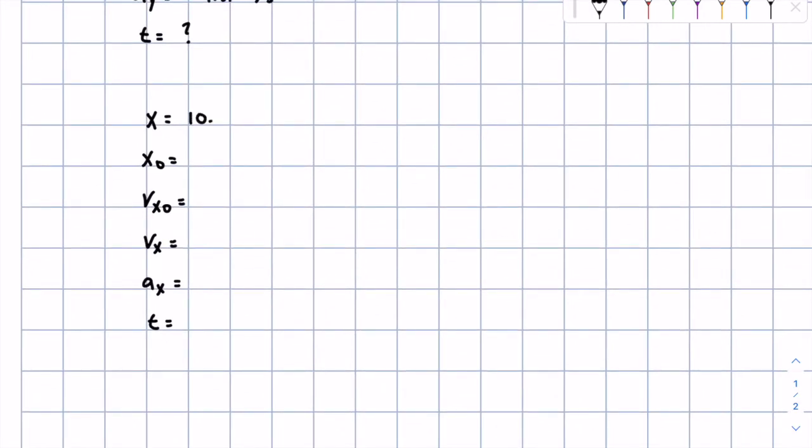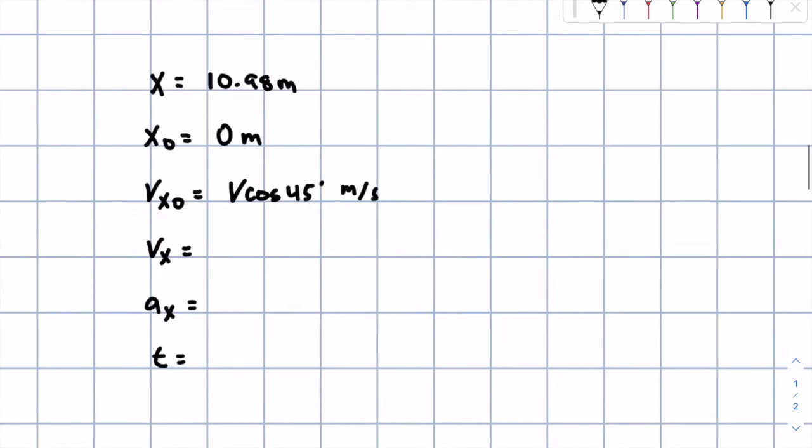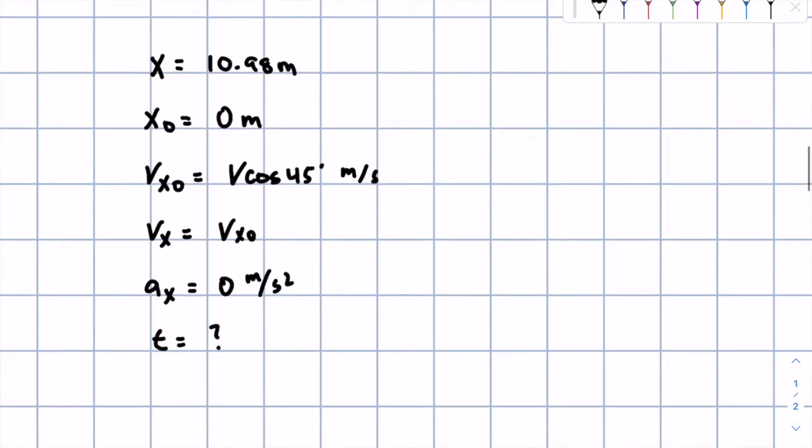So 10.98 meters, x initial is 0 meters, vx initial we said was v cosine 45 meters per second. Vx is equal to Vx initial because acceleration in the x direction is 0 meters per second squared. Time it takes to get there, we don't know.